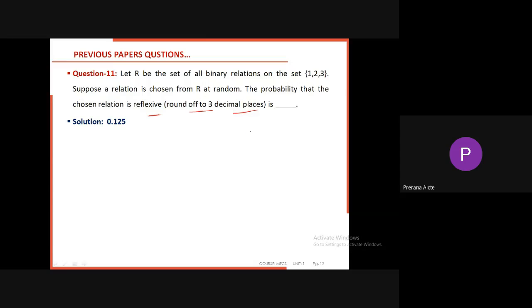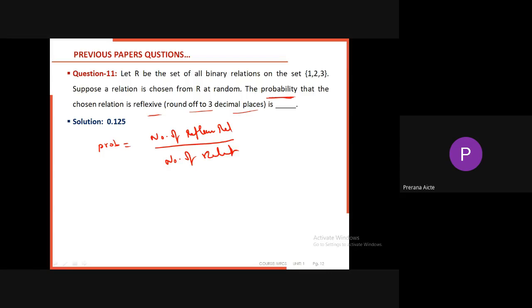So here we are going to do a small division, and it may result in more digits after the decimal point. So he is asking to round, that is, after the decimal point, you need to get 3 digits here. Now a small formula is there. He is asking to find the probability, so the probability is given by the number of reflexive relations that are possible divided by the total number of relations.